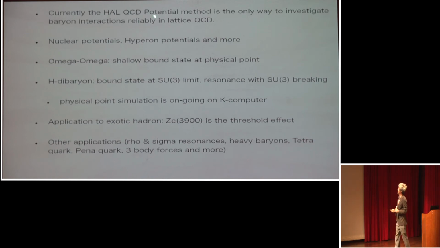Currently the HAL QCD potential method is the only way to investigate baryon interaction reliably in lattice QCD, avoiding the problem of the elastic scattering state. The nuclear potential, hyperon potential, and more can be calculated in our framework. We found a shallow bound state for the omega-omega channel at physical pion mass. And the H dibaryon is bound at the flavor SU3 limit. Although I didn't show it, we found the H dibaryon becomes a resonance away from the flavor SU3 limit.